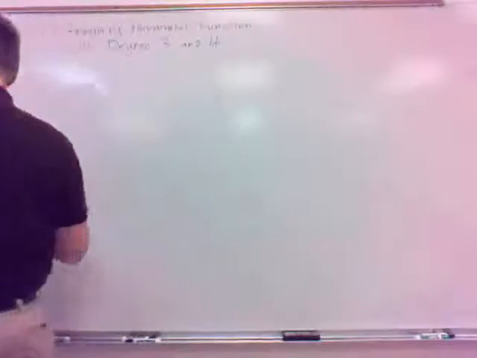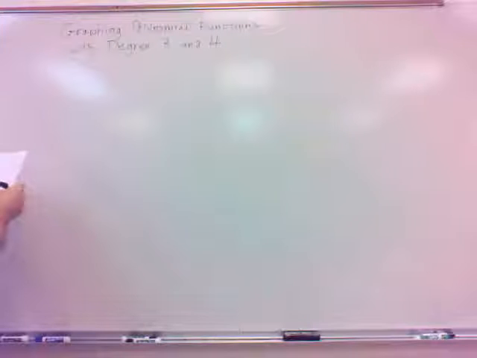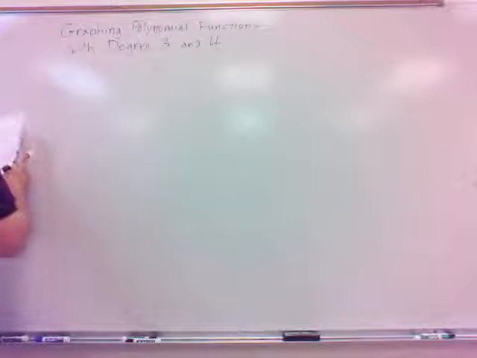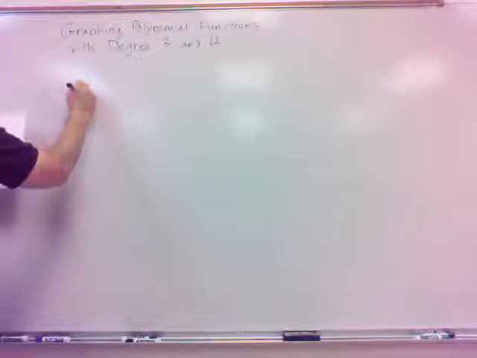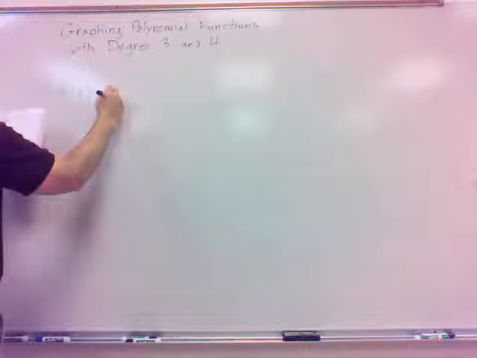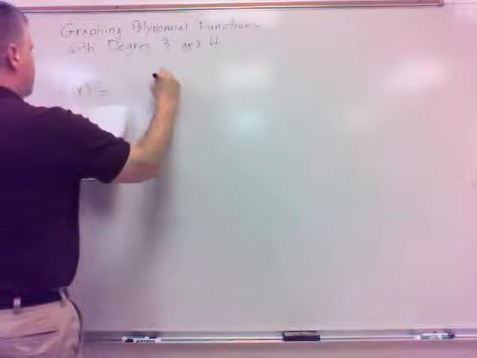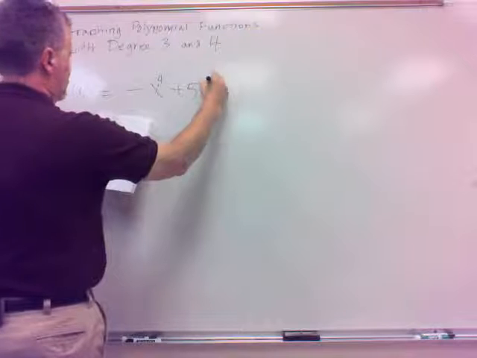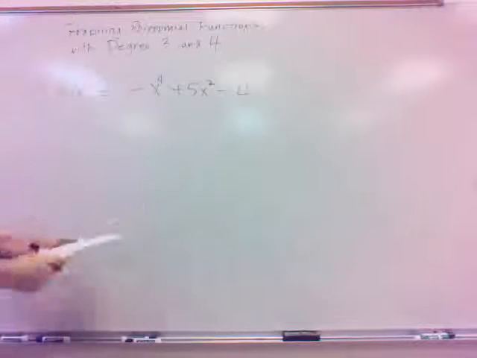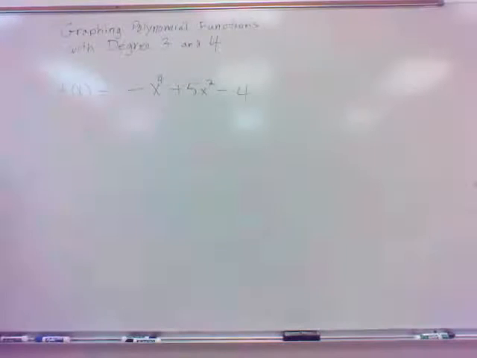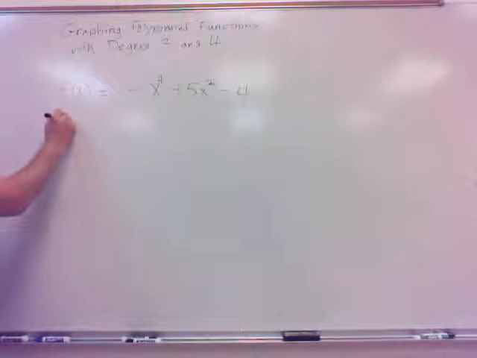All right, the 4th degree one I want to do is this one. f of x equals minus x to the 4th plus 5x squared minus 4. All right, so we've got a 4th degree. Start with the end behavior.